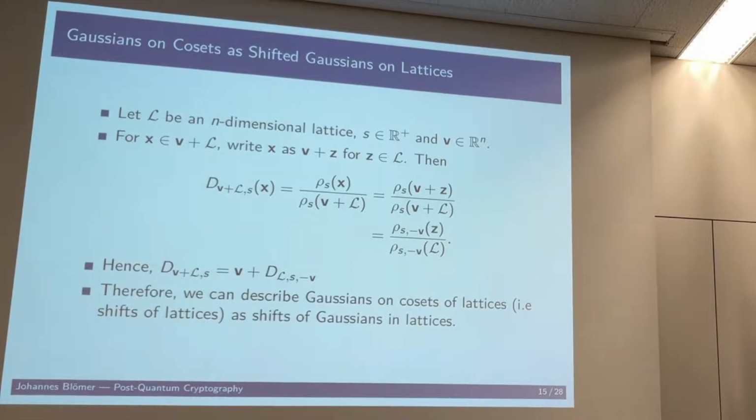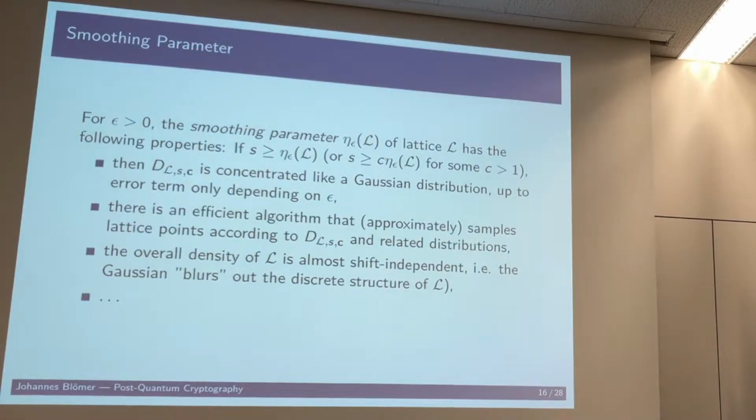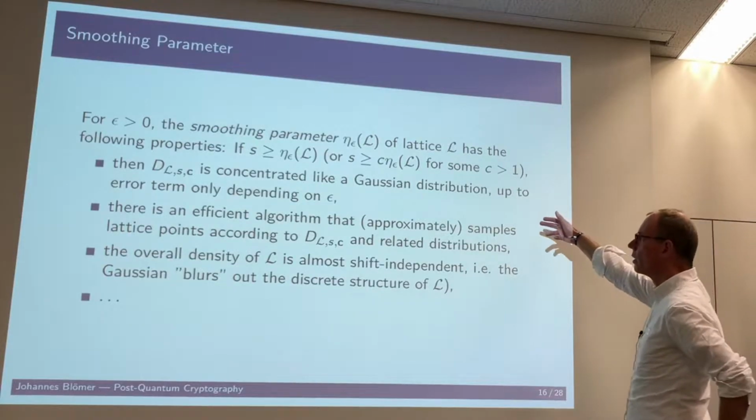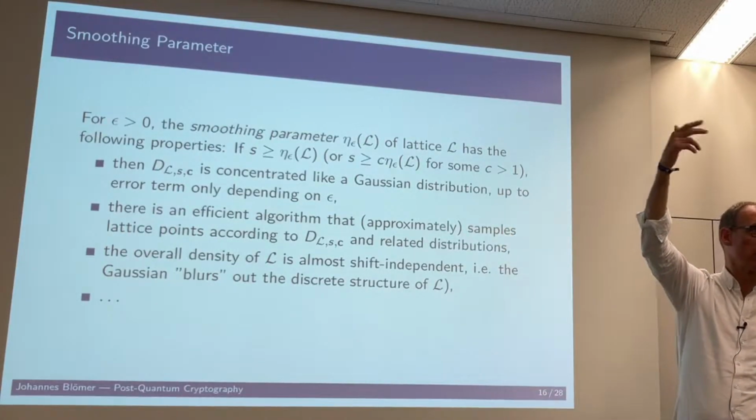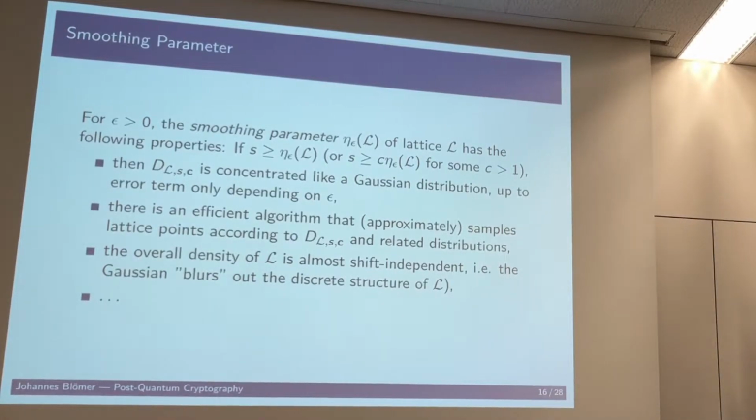Okay. And this minus in here comes from the minus in the definition. And then the last time we looked at the smoothing parameter, and the smoothing parameter of a lattice is a number beyond which these Gaussian distributions behave nicely. In particular, they are concentrated like a Gaussian distribution up to this error term depending on epsilon. The smoothing parameter also depends on this epsilon.